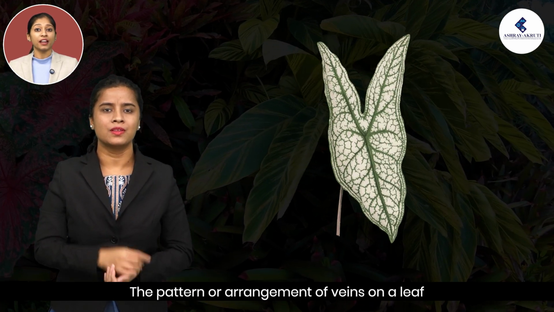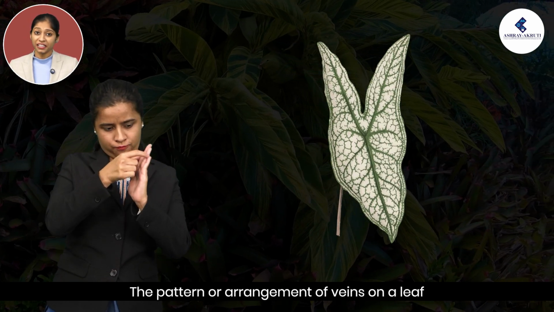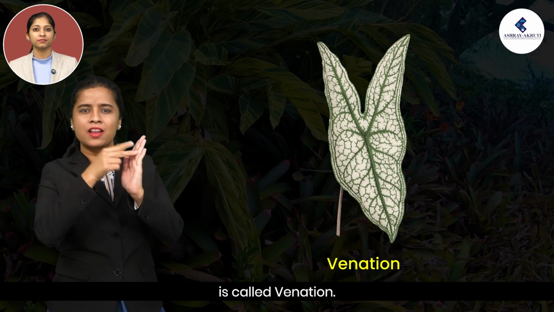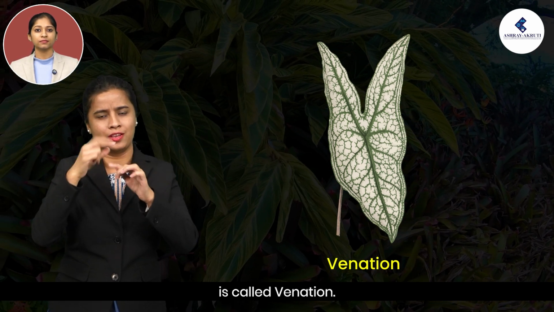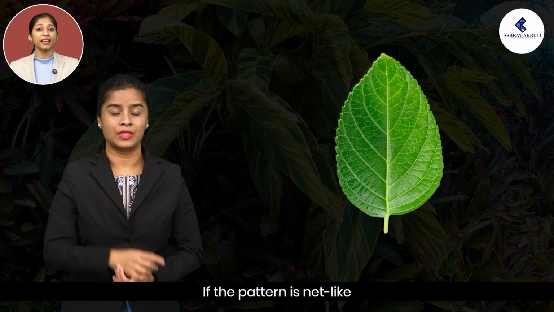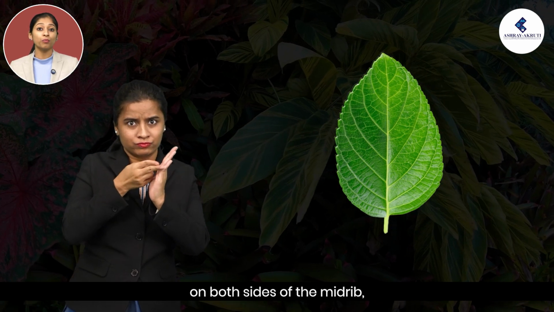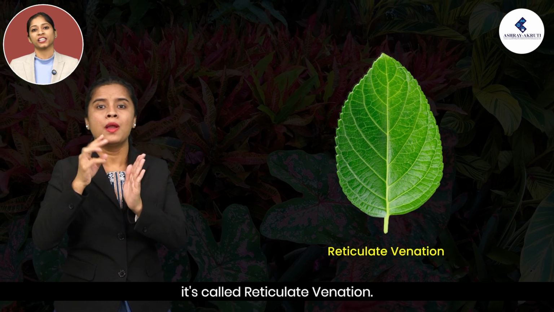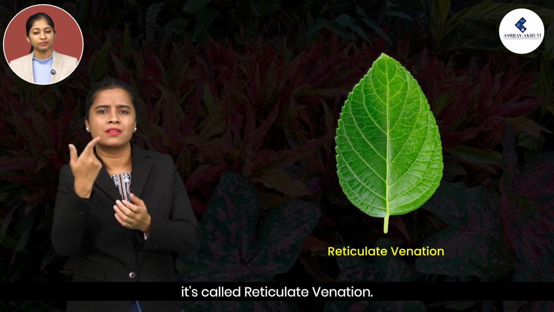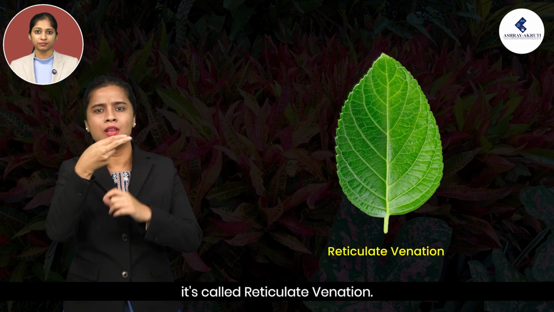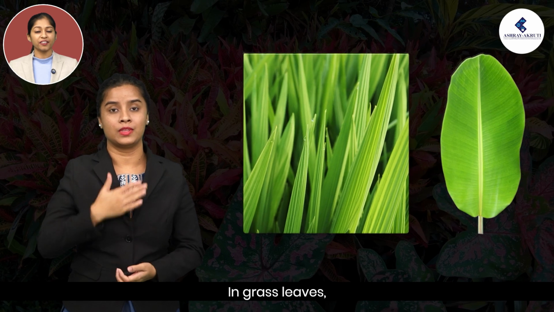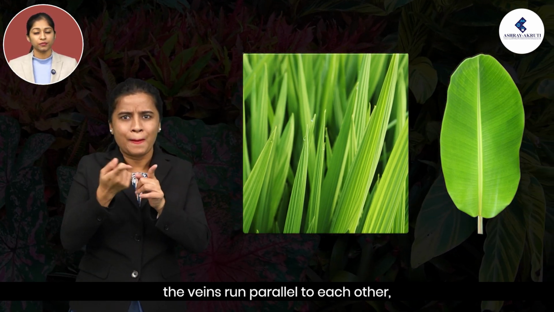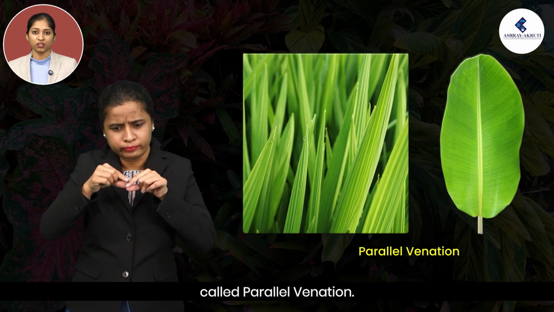The pattern or arrangement of veins on a leaf is called venation. If the pattern is net-like on both sides of the midrib, it's called reticulate venation. In grass leaves, the veins run parallel to each other, called parallel venation.